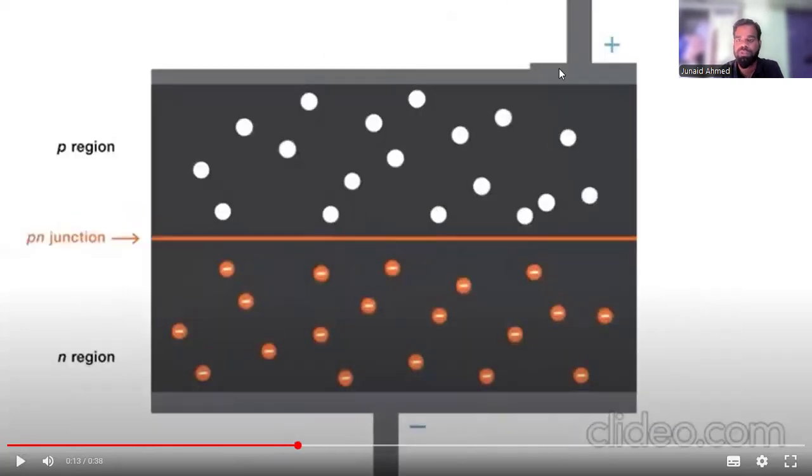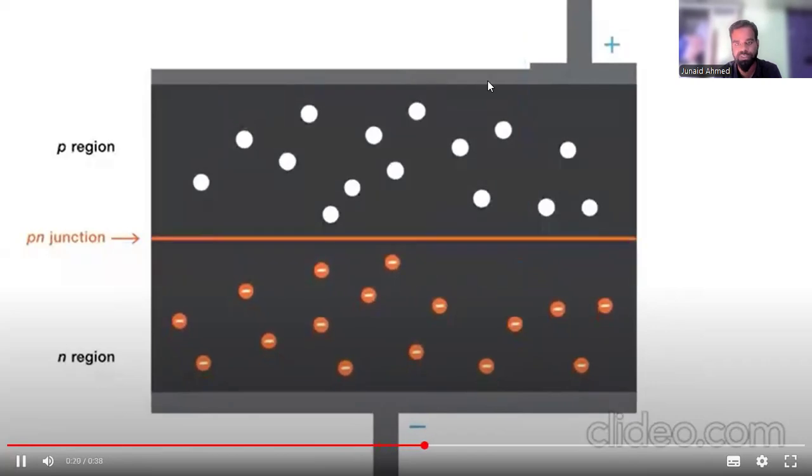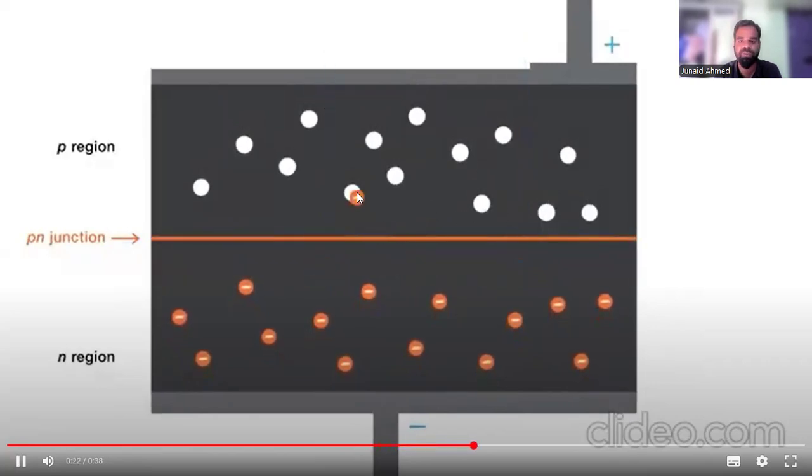The positive terminal is connected to the P region, and the negative terminal is connected to the N region. This is the depletion region. Whenever an electron gets a sufficient amount of energy, it is able to interact with the holes, and when it interacts with the holes, it will produce light. This blue color arrow mark represents the emission of light.